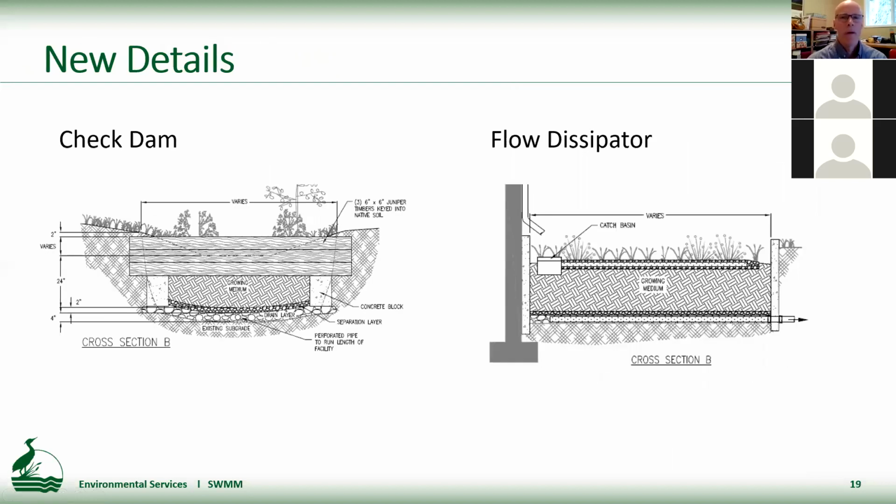Next. There are a few new details. Both of these are at the request of designers. Simplified approach details: we've been asked for years for a simplified approach check dam, which is there on the left. And then on the right, people have asked for flow dissipators that you might use in any landscape facility. This is to spread flows as it enters the facility, and to help avoid bypassing along the walls, which we know sometimes occurs, and just generally better wet the soil in the facility more broadly. Next.